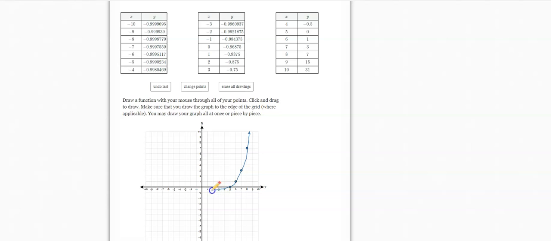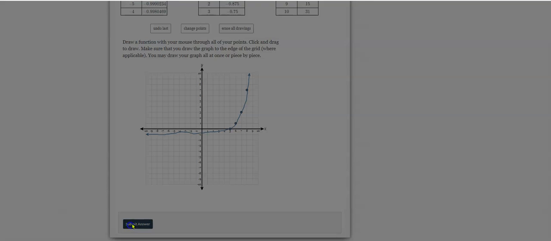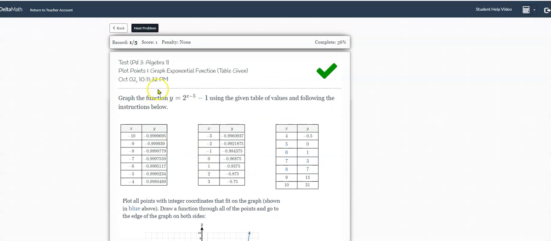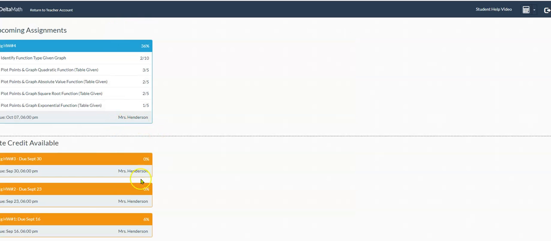This one's going to be tough. Don't go past negative 1. Oh man, I wonder. Alright, this part down here is terrible. Let's see what they say. Oh, pretty good. Okay, I'll take it. Alright, so that's how you graph the exponentials. Alright, good luck.